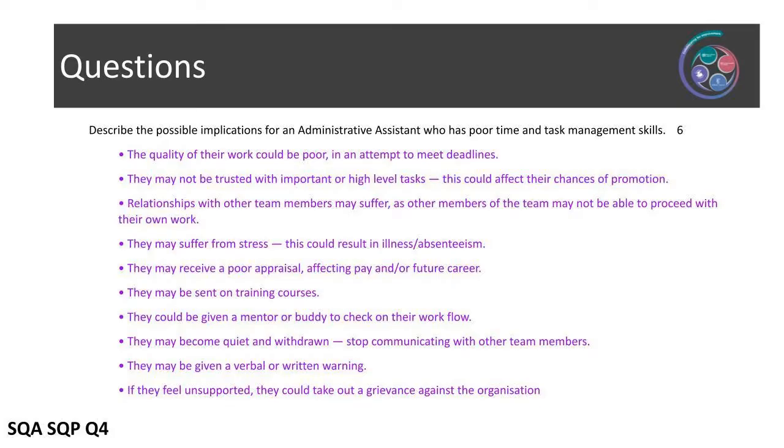They might stop communicating with other team members because they may be embarrassed that they can't complete things on time, or they haven't got good task management skills. Worst case scenario, this leading to them needing a verbal or a written warning. And if they still feel unsupported, then they could end up taking a grievance out against the organization. And that could take up a lot of unnecessary time and angst. So any of those points fully developed and put together to create a nicely described answer will be really important for achieving the full 6 marks in this question.